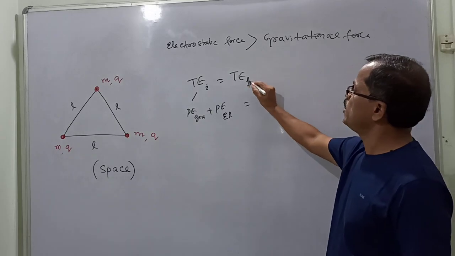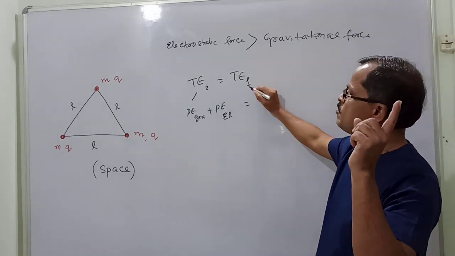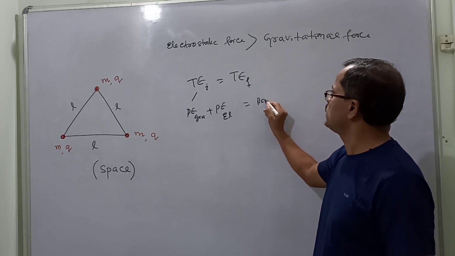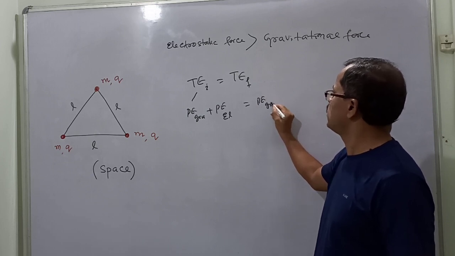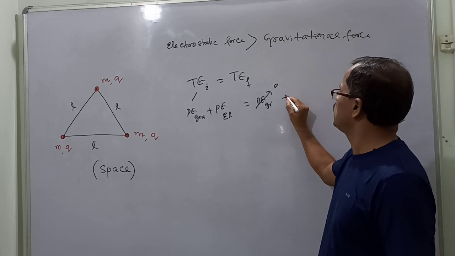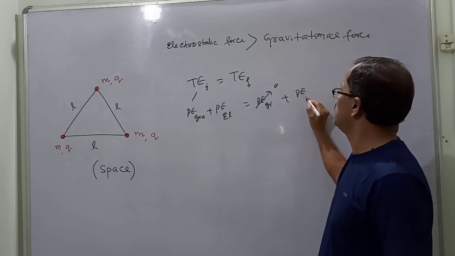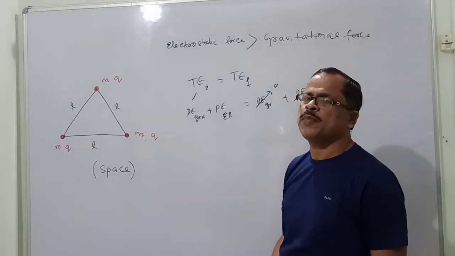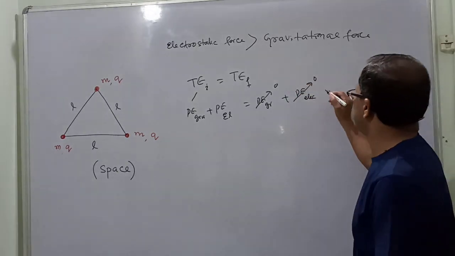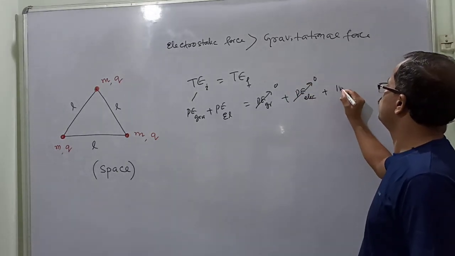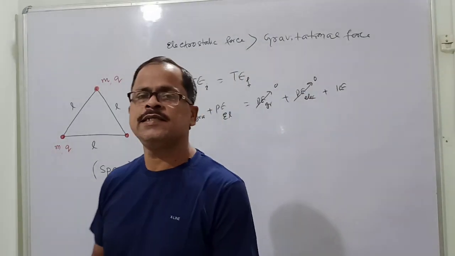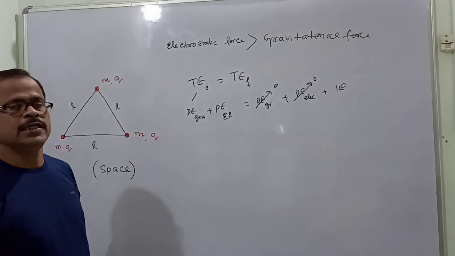Now when they are farthest away from each other in space, there is no potential energy. The gravitational potential energy will be 0. The electric potential energy is also 0, because they are far away from each other. Only kinetic energy will be present. So you have to find out the ultimate velocity in this state.